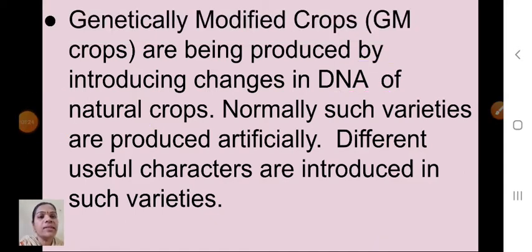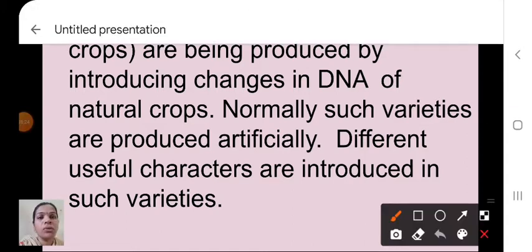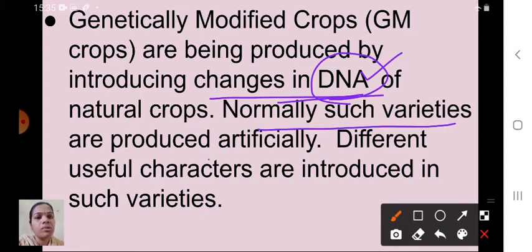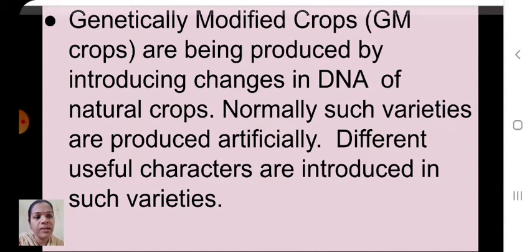So children, genetically modified crops are produced by introducing changes in DNA. You know very well that plant cells and animal cells contain DNA. Inside the cell, the gene is there, the chromosome is there, isn't it? The chromosome is made up of DNA. So normally such varieties are produced artificially. Different useful characters are introduced in such varieties.